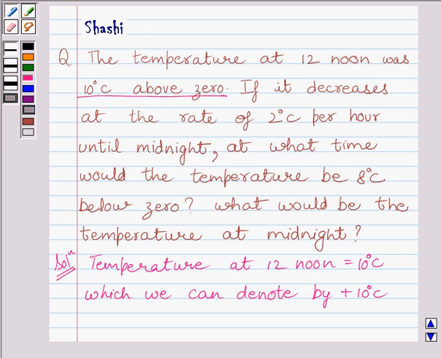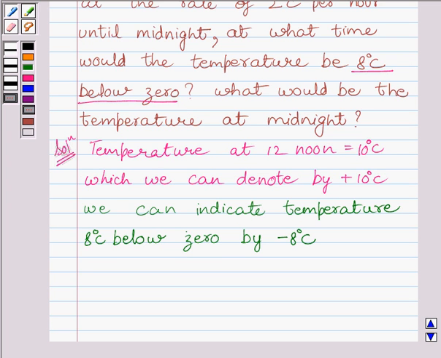Now we have to find that at what time would the temperature be 8 degrees Celsius below zero. Now 8 degrees Celsius below zero can be indicated by minus 8 degrees Celsius since this temperature is below zero. So we can indicate temperature 8 degrees Celsius below zero by minus 8 degrees Celsius.